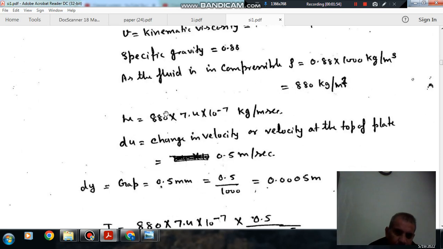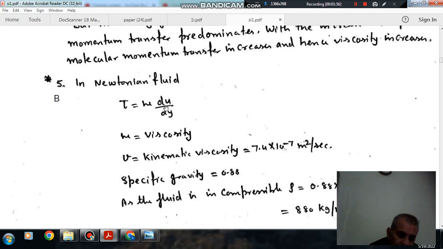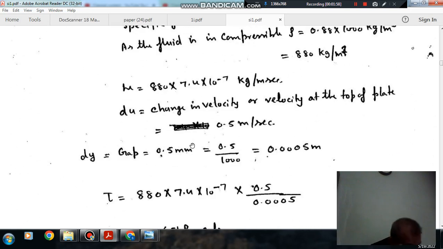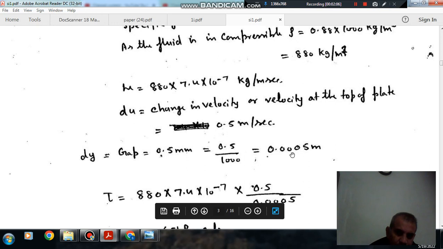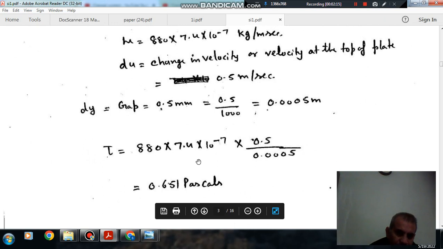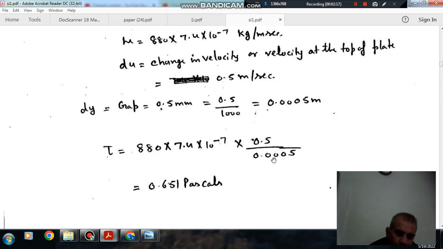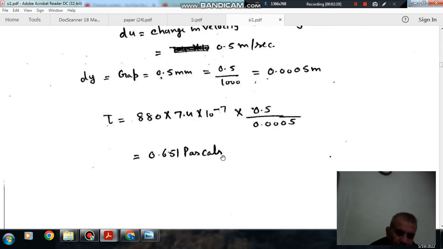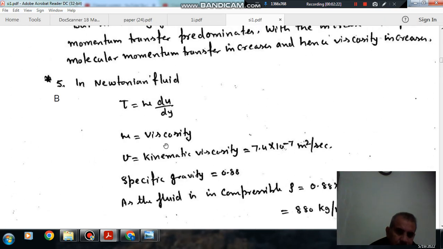Now the velocity at a distance of 0.5 mm is 0.5 meter per second, and the gap is 0.5 mm, or in meter it is 0.0005 meter. So tau is equal to 880 into 7.4 × 10⁻⁷ into 0.5 divided by 0.0005, so that is 0.651 Pascal. So the answer is option B.